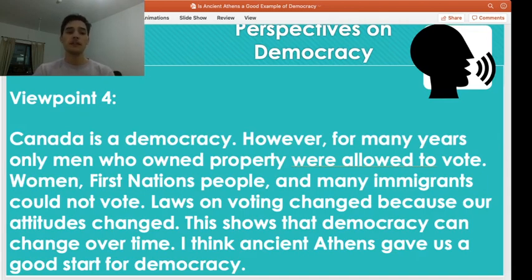And the last perspective, Canada is a democracy. However, for many years, only men who owned property were allowed to vote. Women, First Nations people, and many immigrants could not vote. Laws on voting changed because our attitudes changed. This shows that democracy can change over time.